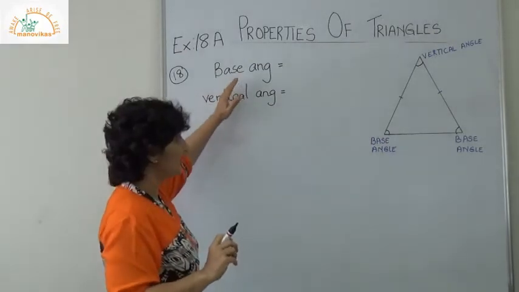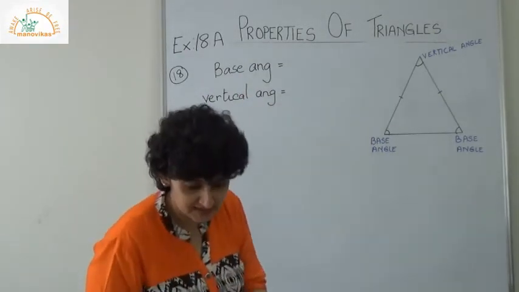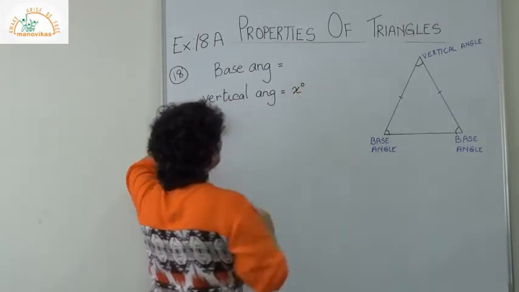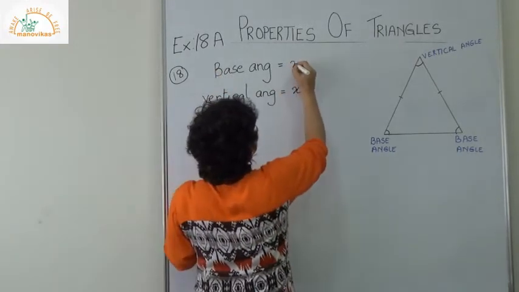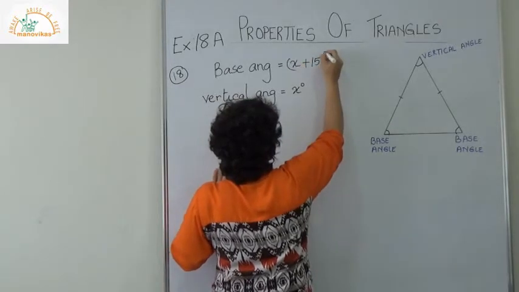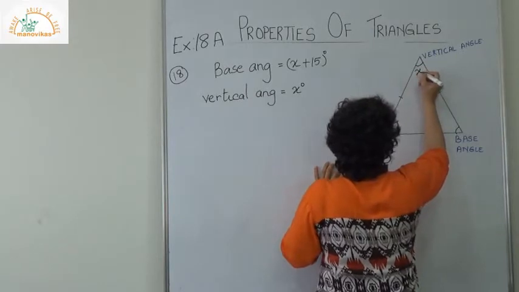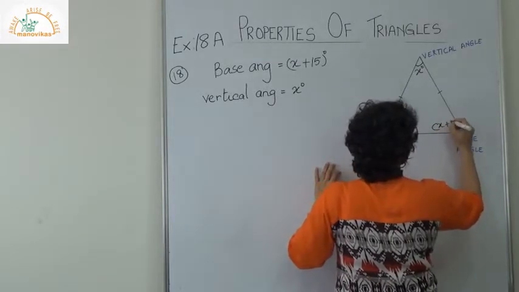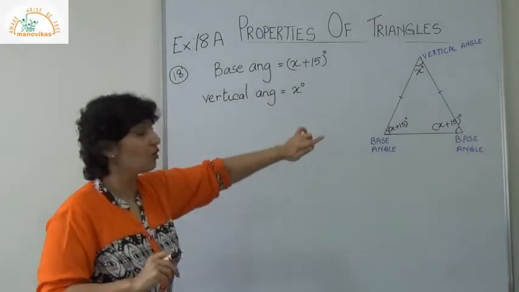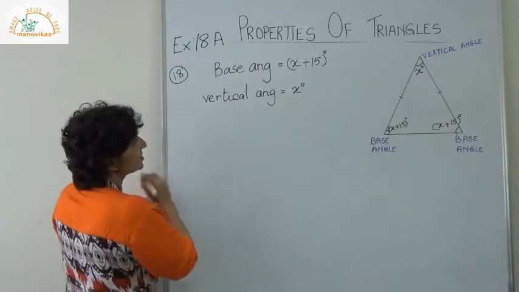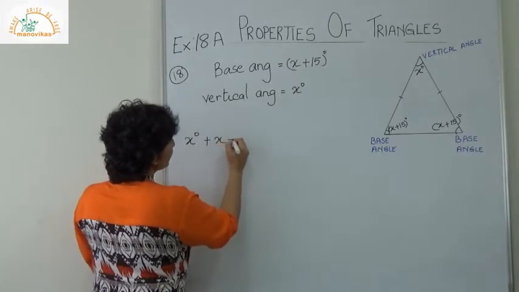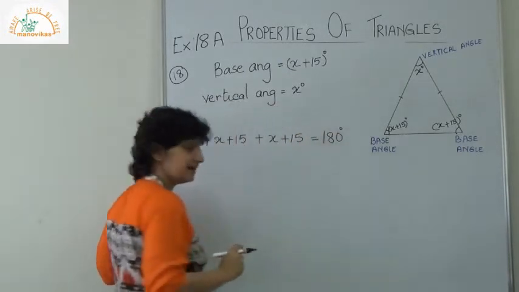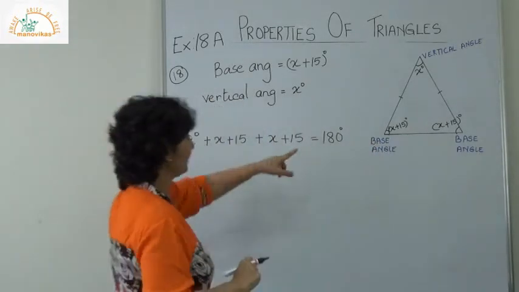Clear? Now, they are saying each base angle is 15 more than its vertical angle. That means if your vertical angle is X degrees, this is 15 more, children, means X plus 15 degrees. So if this is X degrees, then this is X plus 15 degrees, and this also will be X plus 15 degrees. Now, you know the sum of the angles of a triangle is equal to 180 degrees. So, let's do it. X degrees plus X plus 15 plus X plus 15 is equal to 180 degrees.